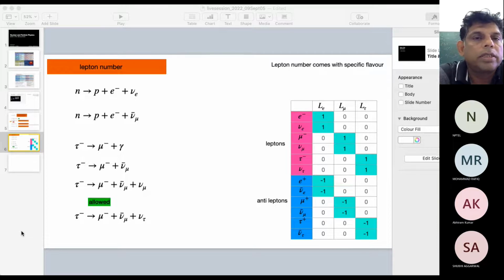Okay. It is like this: lepton is a category. It is not a particle. It is a category of particles. Like we have the electron, muon, tau. These particles, along with 3 neutrinos, these 6 particles are called leptons. So it is just a name for that group of particles.